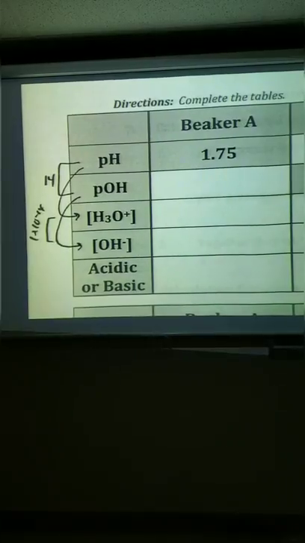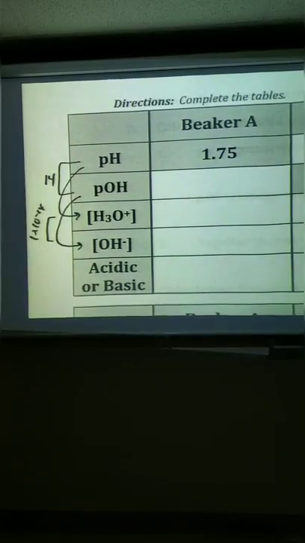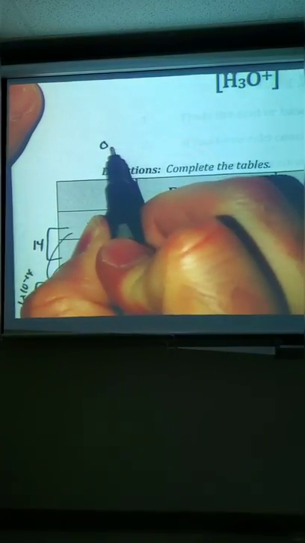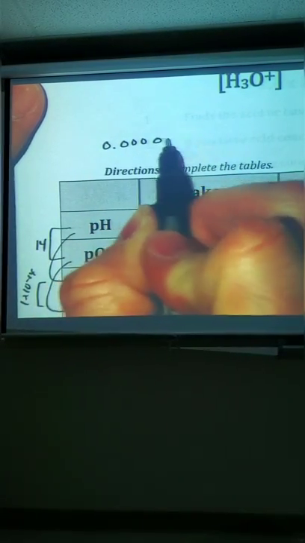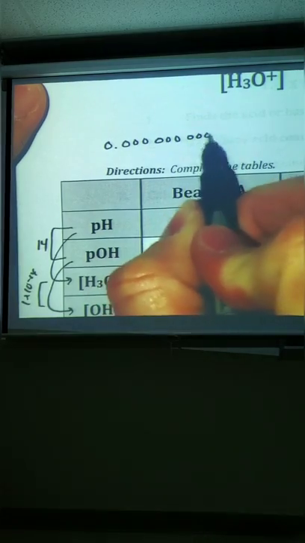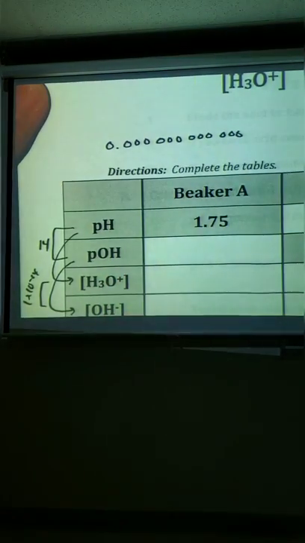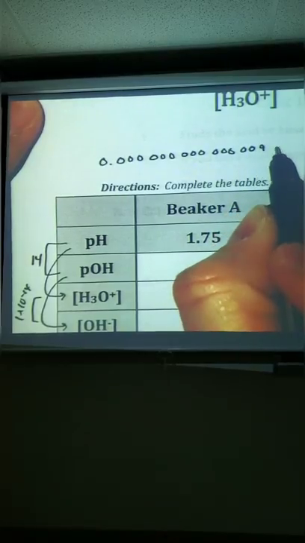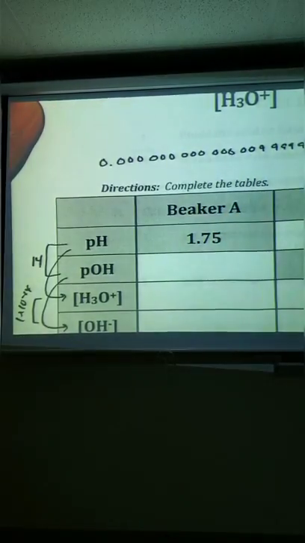Our calculators are incapable of actually doing that. So for example, 0.1234567891012 13 14, and then we go 99999. That's as close as our calculator can get.